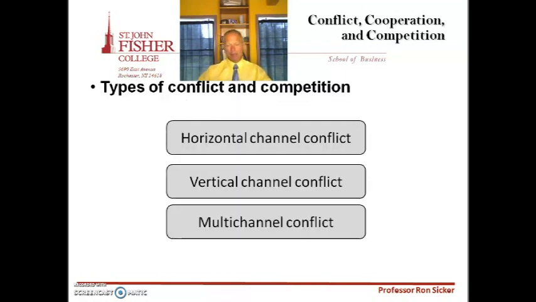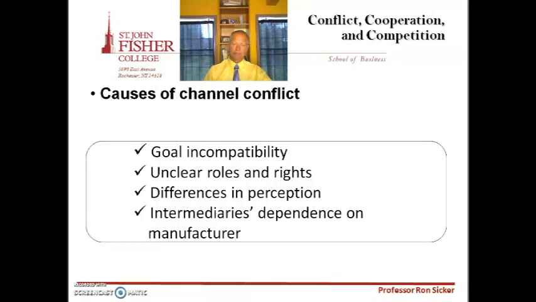Types of channel conflict include horizontal channel conflict, and that's when, let's say, Target and Walmart are fighting over the same product. Vertical channel conflict is when one person is taking more than they should or not doing what they're saying they're doing. And then, of course, multi-channel conflict, and that comes from distribution channels, from digital channels to brick channels, brick and click channels, and all those types when they're conflicting.